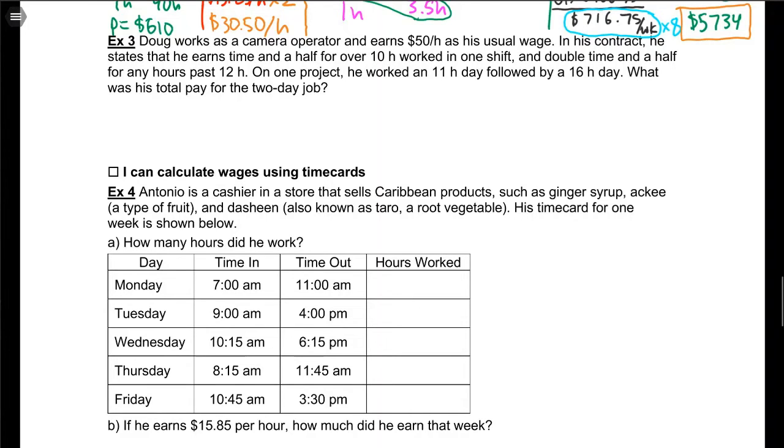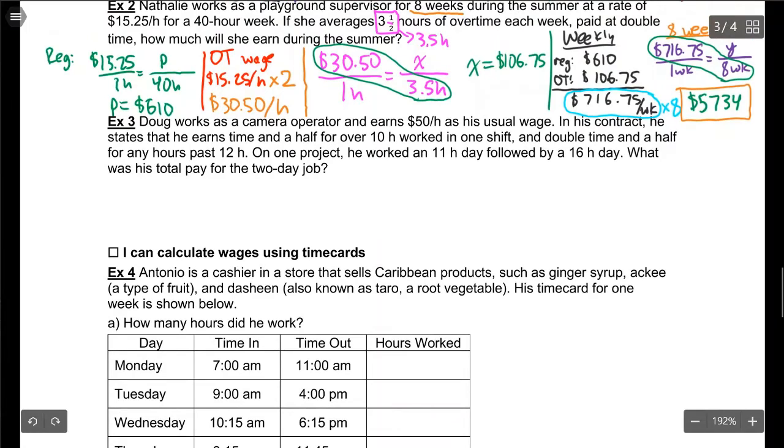So let's go through and figure this out. So Doug works as a camera operator and earns $50 an hour as his usual wage. Caveat, the actual Doug I know, I have no idea what he earns. I made up $50 an hour to make the numbers a bit easy. But anyway, let's keep going. $50 an hour sounds really nice, doesn't it? So anyway, in his contract, he states that he earns time and a half for any hours he works over 10 in one shift. So his first 10 hours, he earns $50 an hour. Over that 10 hours, he gets time and a half. But he gets double time and a half for any hours past 12 hours.